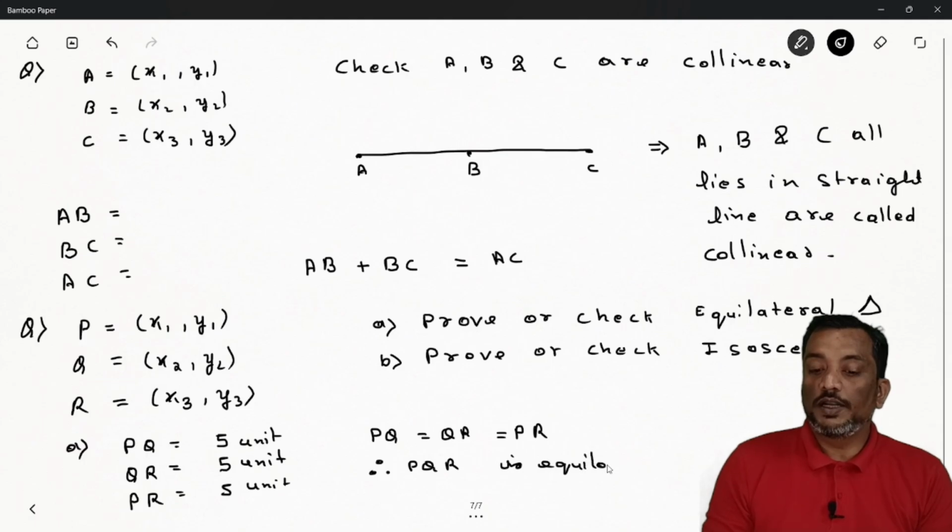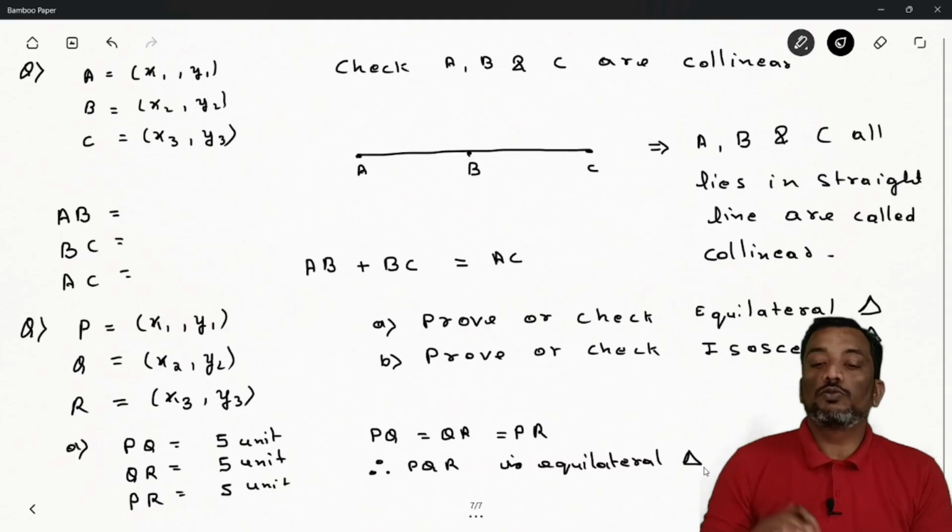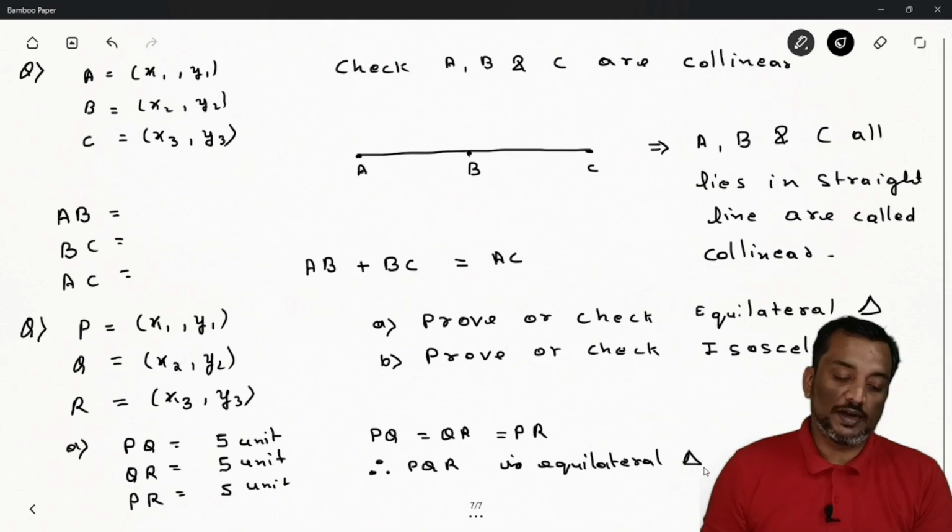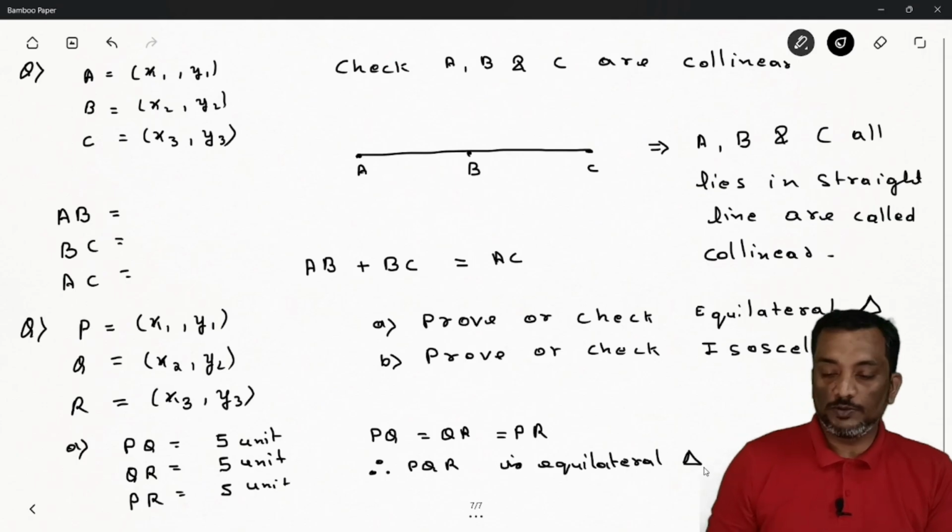So you already know how to find a distance by the distance formula. In the same way, if it says, hey, prove that it is an isosceles triangle, then any two of the distances will be equal. Hope you understand this one.